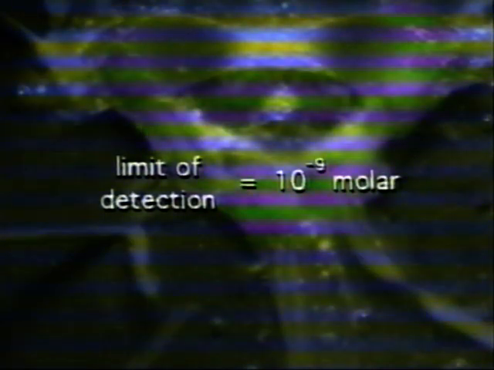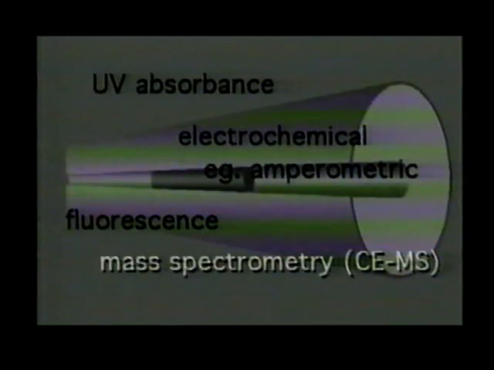An example of an electrochemical method of detection is the amperometric technique. This is selective for species that may be readily oxidized, such as the neurotransmitter dopamine. The high sensitivity of amperometric detection, being capable of detecting concentrations down to 10 to the minus 9 molar, makes it suitable for measuring dopamine from single neurons.